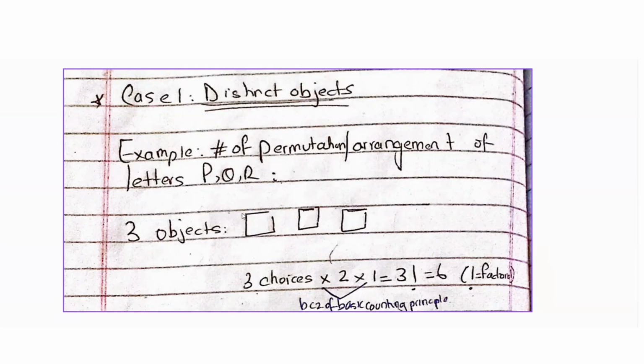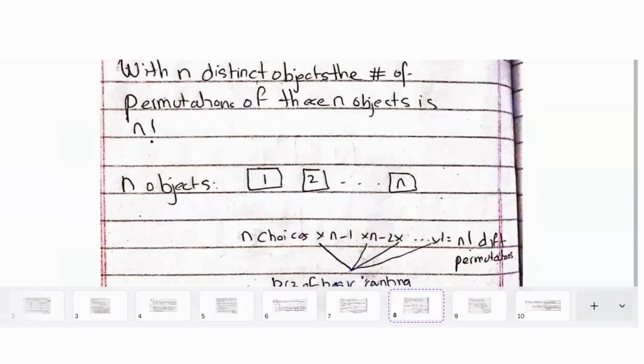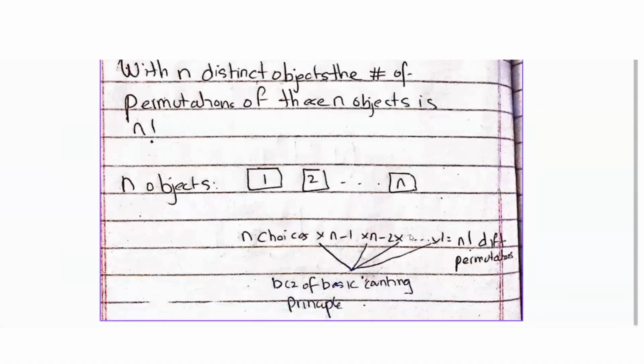For the second, we have two choices after we've chosen one over here. And for the third, we have just one choice left after we have already chosen two. So using the basic counting principle, if I can arrange the first in three ways, the second in two ways, and the third in one way, then the total number of ways I can arrange them together is 3 into 2 into 1, which can be written as 3 factorial, equal to 6.